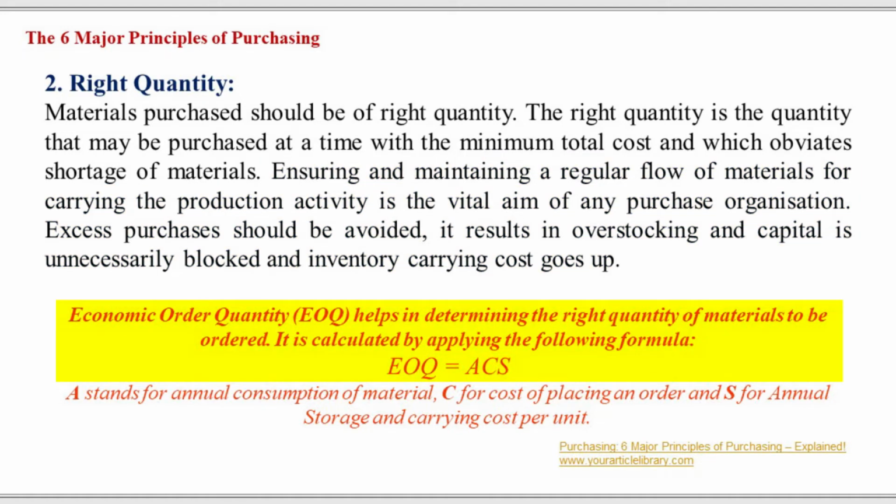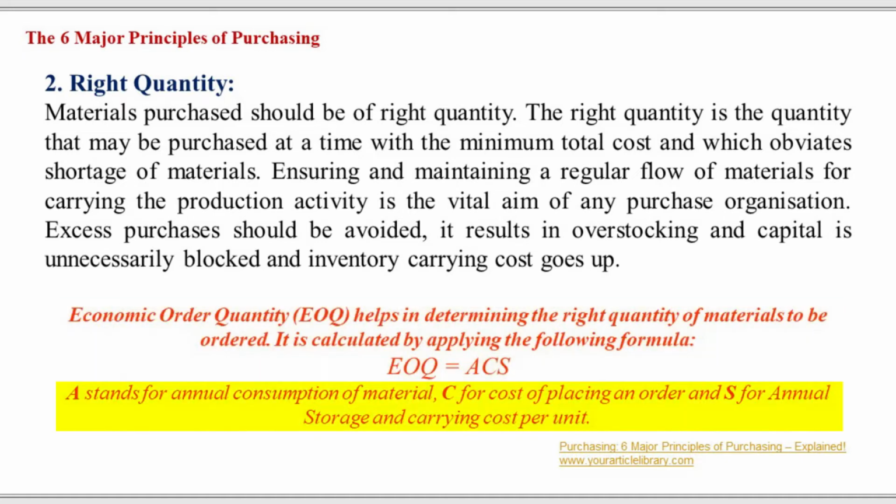Economic order quantity, or EOQ, helps in determining the right quantity of material to be ordered. It is calculated by applying the following formula. EOQ is equal to the square root of 2ACS, where A stands for annual consumption of materials, C for cost of placing an order, and S for annual storage and carrying costs per unit.